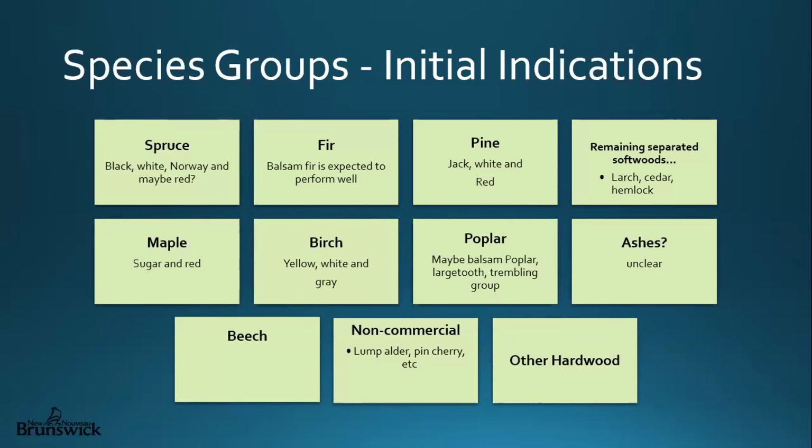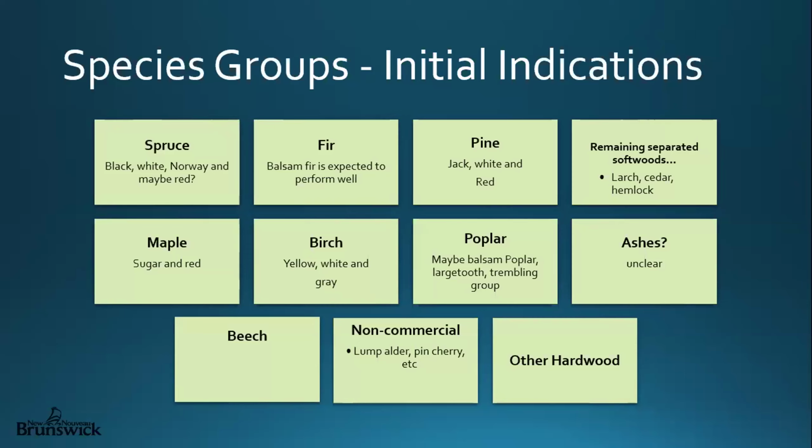We also expect to get fir to separate, which is actually fairly important to us. We expect to get the pines separated, which is nice to have as well. And some of the remaining softwood species to be separated. As for the maples, there's an anticipation that there might be a separation between sugar and red. Again, I think that's going to be a tough one, but we'll see. And the birches, we probably will be able to get those separated as well.